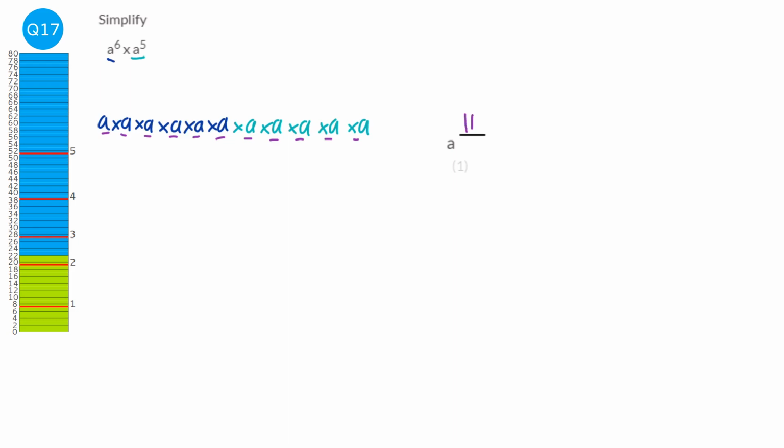An easier way of doing this is just adding the powers. So when you've got the same base, which we do here because they're both a, you just add the powers together.